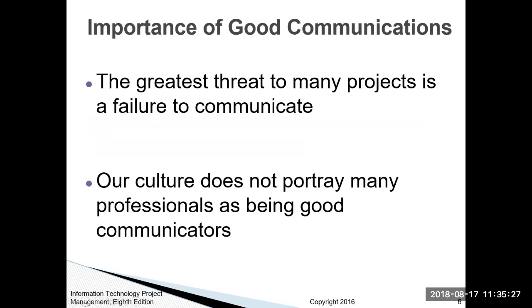The greatest threat to many projects is a failure to communicate. If you don't say anything, you can't communicate anything, and therefore your entire team and stakeholders have no clue what's going on. So our culture does not portray many professionals as being good communicators.